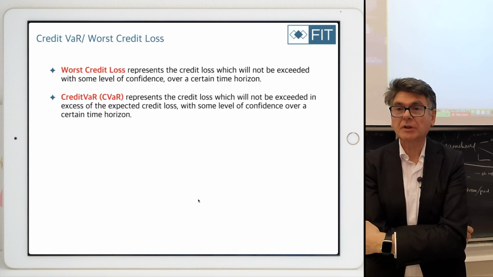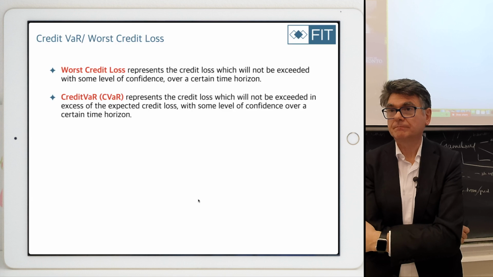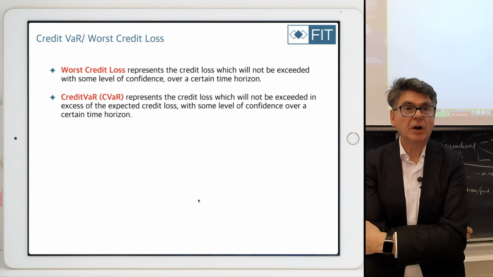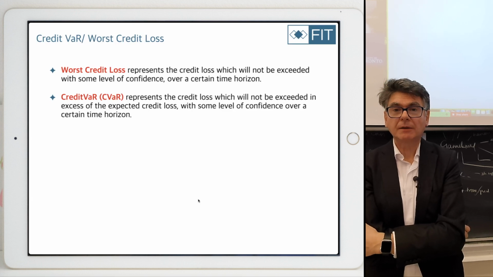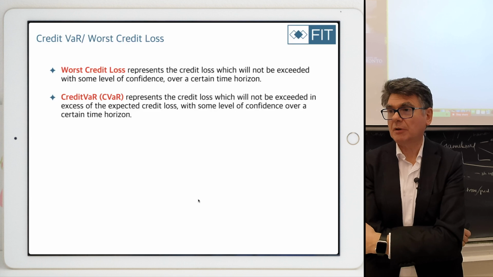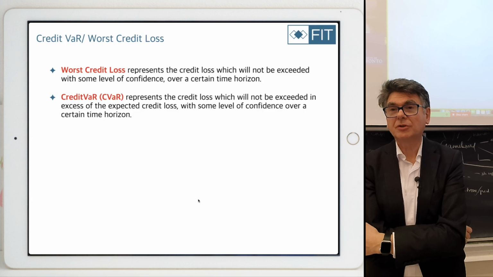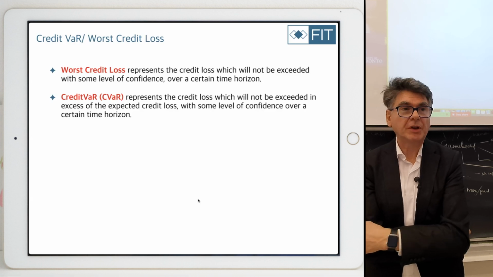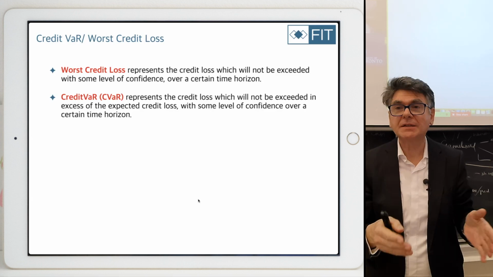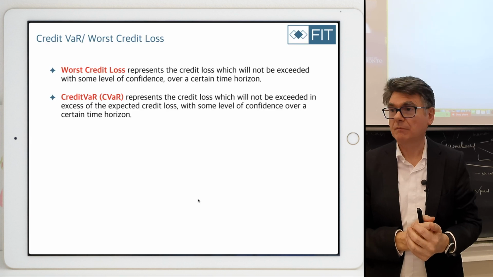So the worst credit loss is a quantile. The credit VAR is the difference between the quantile and the expected credit loss. If you want to find an analogy, the credit VAR will be similar to the standard deviation because it looks at the variability minus the mean. Okay?